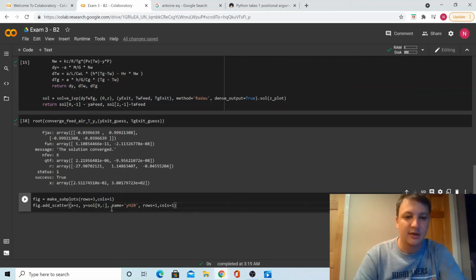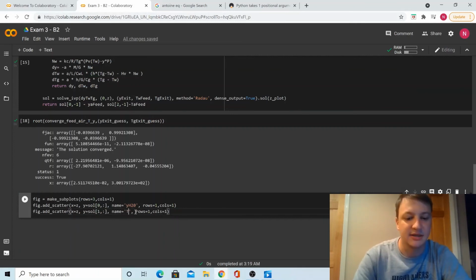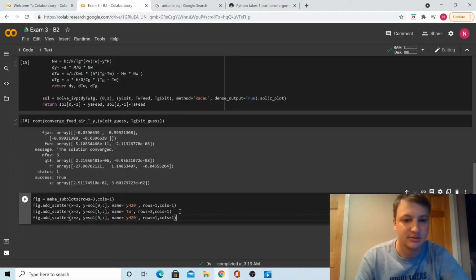And closed it. We're going to make this simpler for doing the next two and copy that one and make small changes. So again, the fig add scatter plot, this time you want the second part of the array, and that corresponds to the temperature of the water, and the row is going to be second. Again, we're going to do this, and we're going to have the third part of the array, which is going to be the temperature of the gas, which is the third row.